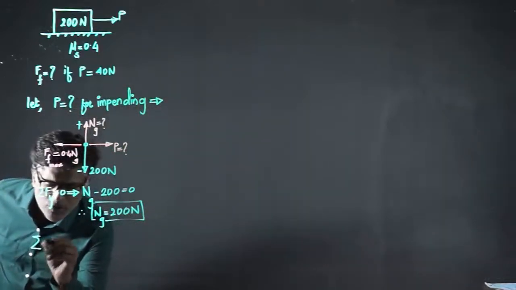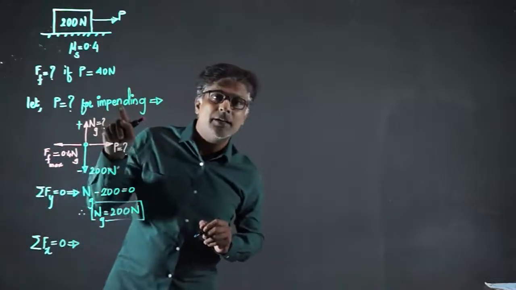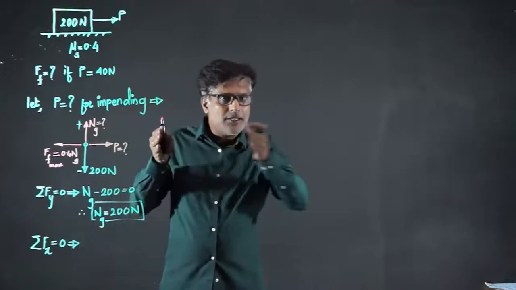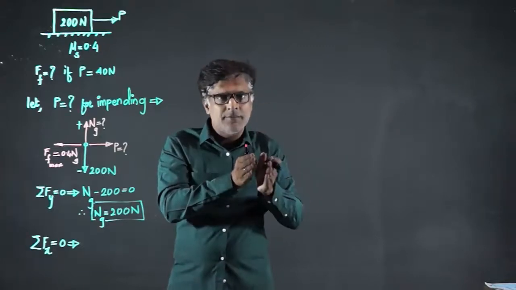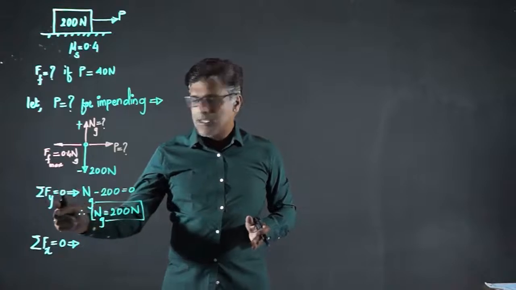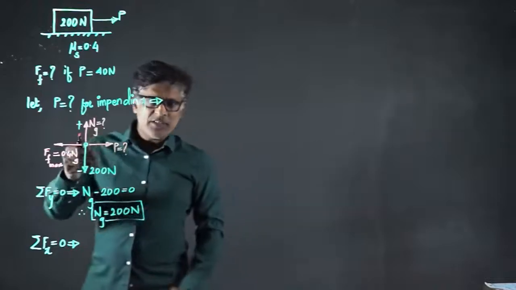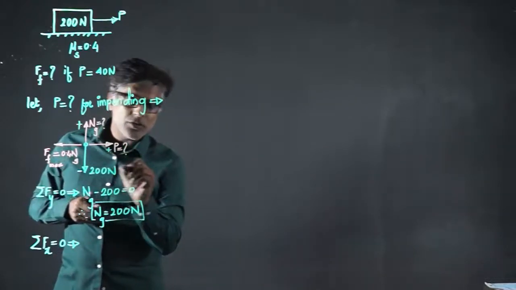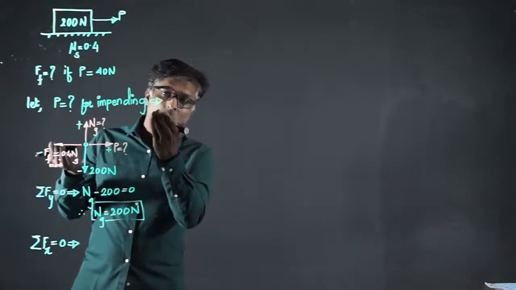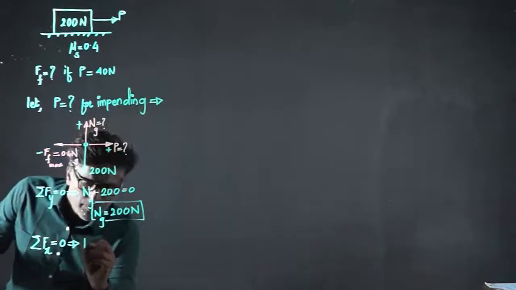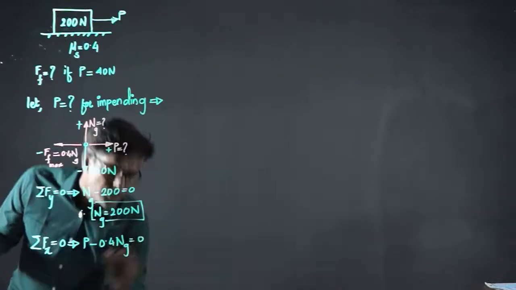Now, summation of forces in the x direction is also 0, because remember we are talking about the impending case. The impending case is the last point of statics, beyond which is dynamics. We are still on the boundary of statics. We are still in equilibrium. Hence, sigma Fx is 0 and sigma Fy is 0 can be used. Now, in case of sigma Fx is 0, P going to the right, we will call it positive. Friction force going to the left, opposing the impending motion, hence it is negative. So, plus P minus 0.4 N is 0.